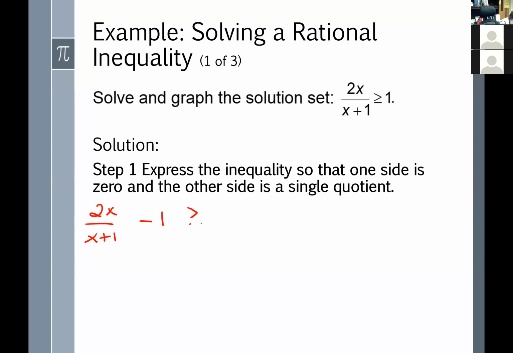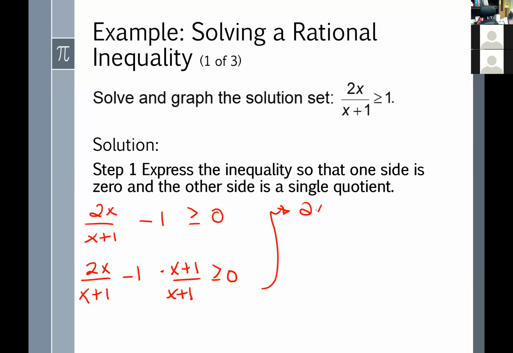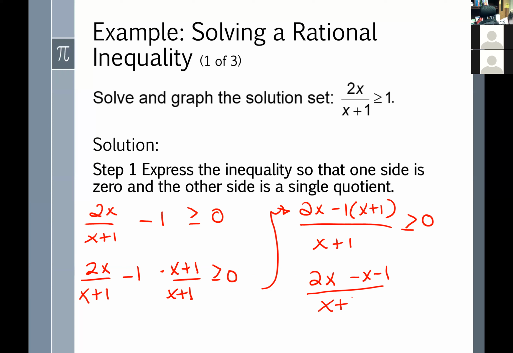So I'm going to subtract 1 from both sides. I'm going to get a common denominator. Okay, so now I have 2x minus 1 times x plus 1 over x plus 1 greater than or equal to 0. So I have 2x minus 1 over x plus 1 greater than or equal to 0. So I have x minus 1 over x plus 1 is greater than or equal to 0. So I am interested in where that function is going to be a positive number.